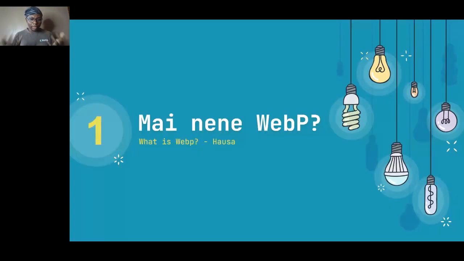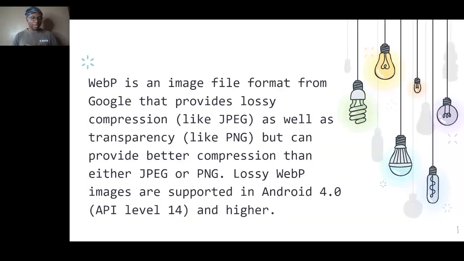So this basically means what is WebP in Hausa language. WebP is an image file format from Google that provides lossy compression like JPEG as well as transparency like PNG, but can provide better compression than either JPEG or PNG. Lossy WebP images are supported in Android 4.0, API level 14 and higher, so you don't have to worry if your Android app is within that range.